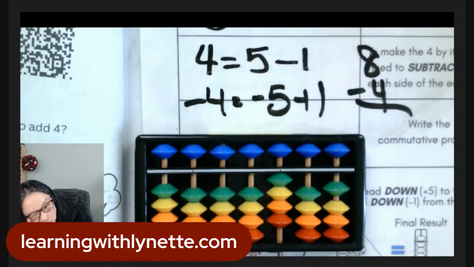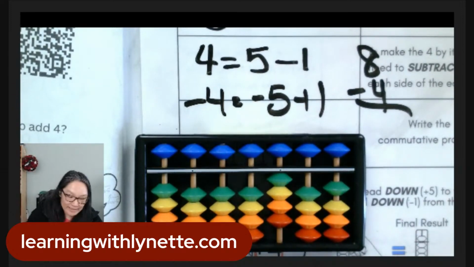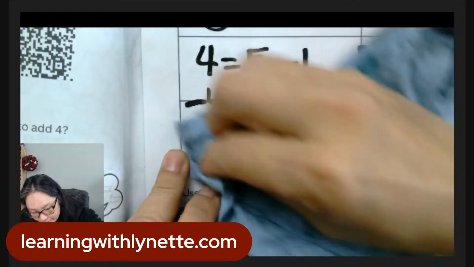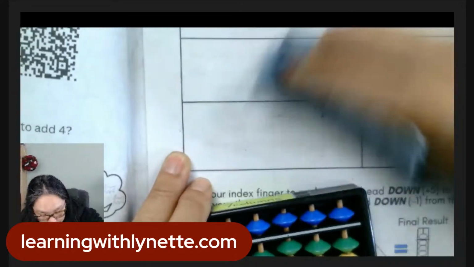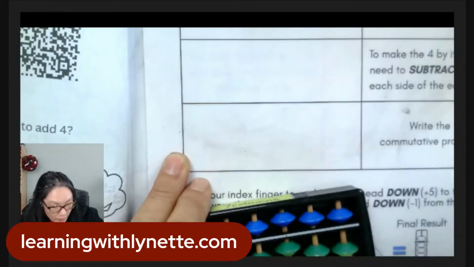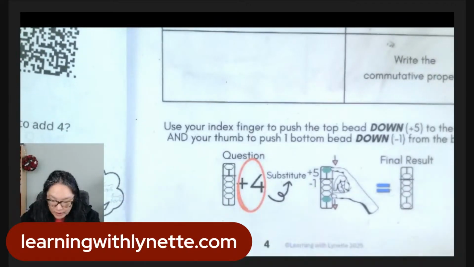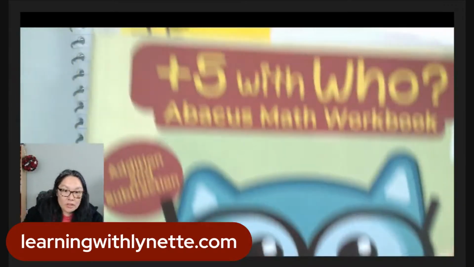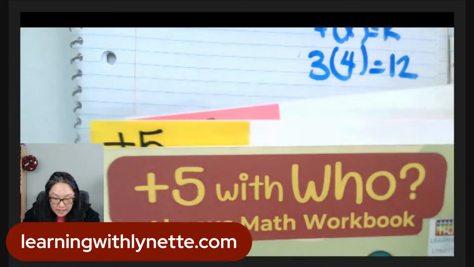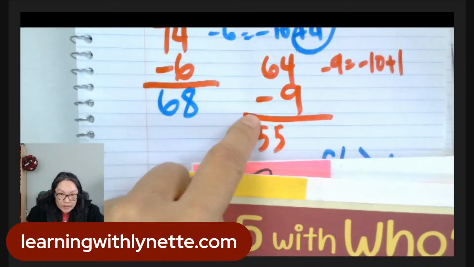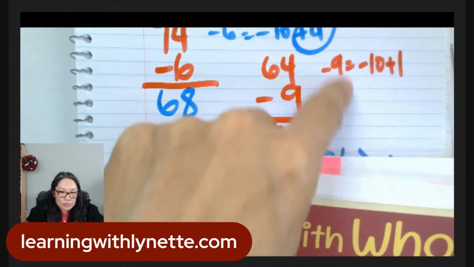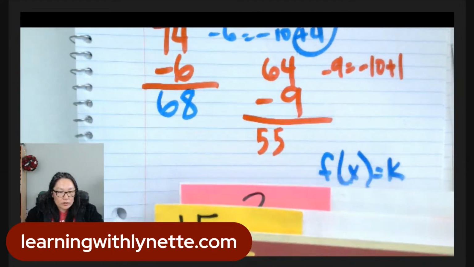So our final answer is 4. And that's it. And then we were going into how to make a 10. So you know how to make a 5, and now you know how to make a 10. And then what we were doing is this thing called two-step equation. That's where you came in, I believe, when we started doing a two-step equation.